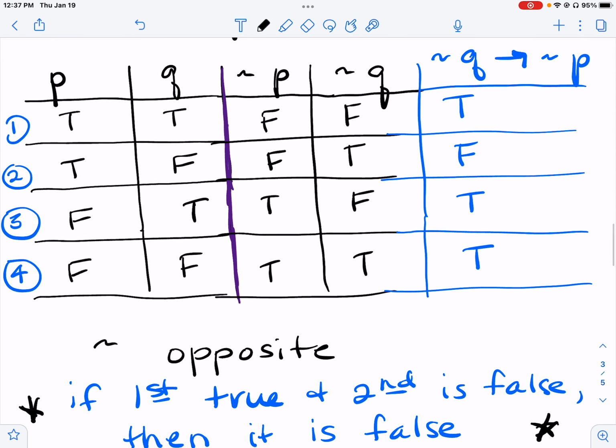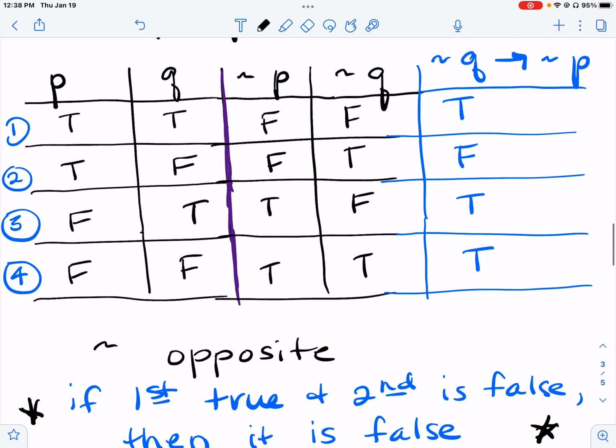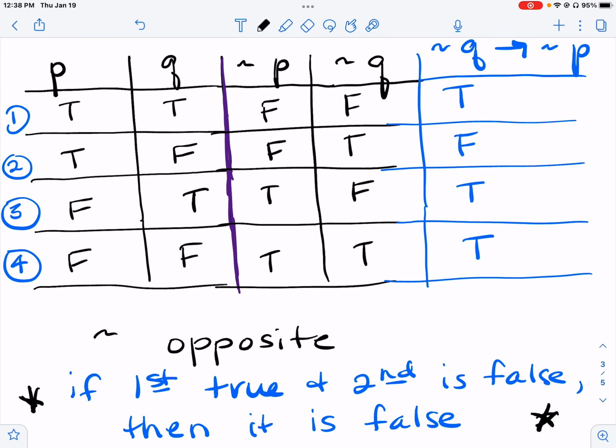So let's look at number 2. We're using not Q. What's not Q? True. What's not P? False. So the first is true, the second is false, so number 2 is false. Number 2 is the only one where the first is true and the second is false, because the first thing is the not Q. On number 3, not Q is false, so that's not going to satisfy that condition. What about number 4? The first is true, the second is true, so it's true.